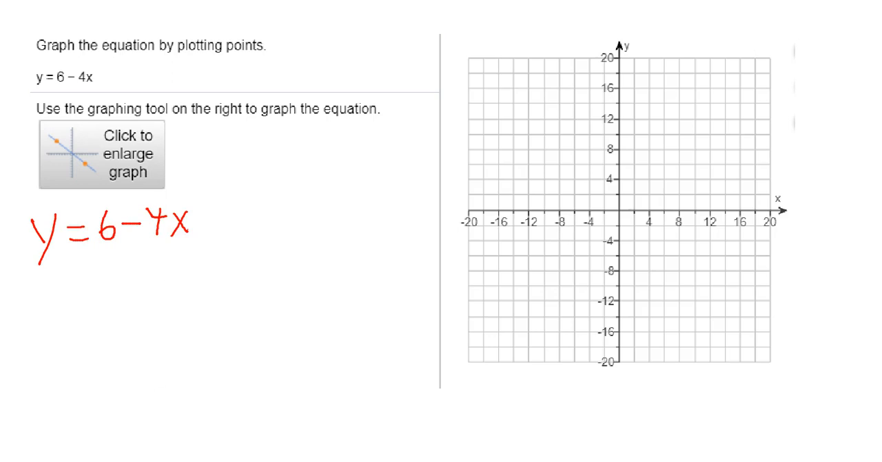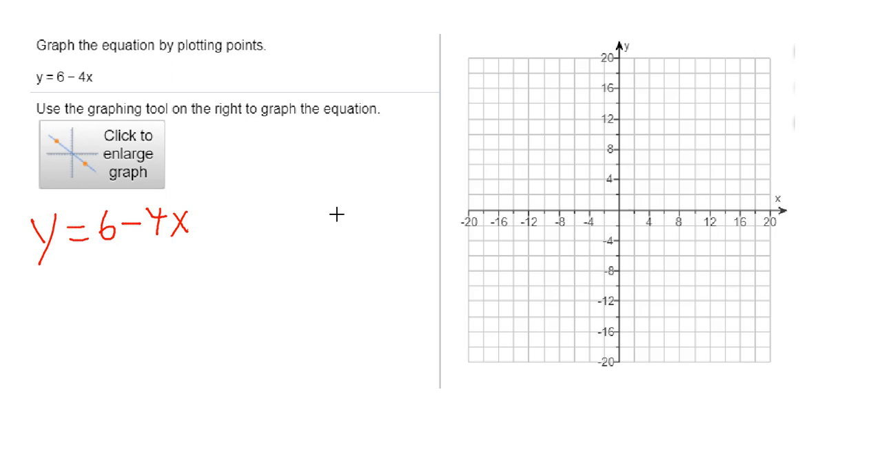Now I know we could use the slope and the y-intercept. We are going to learn that technique later in chapter 2. But for this section, I'm going to use the generic method that we just talked about on the previous screen. So to graph this equation, I'm going to find a handful of solutions, plot them as points, and look for a pattern.